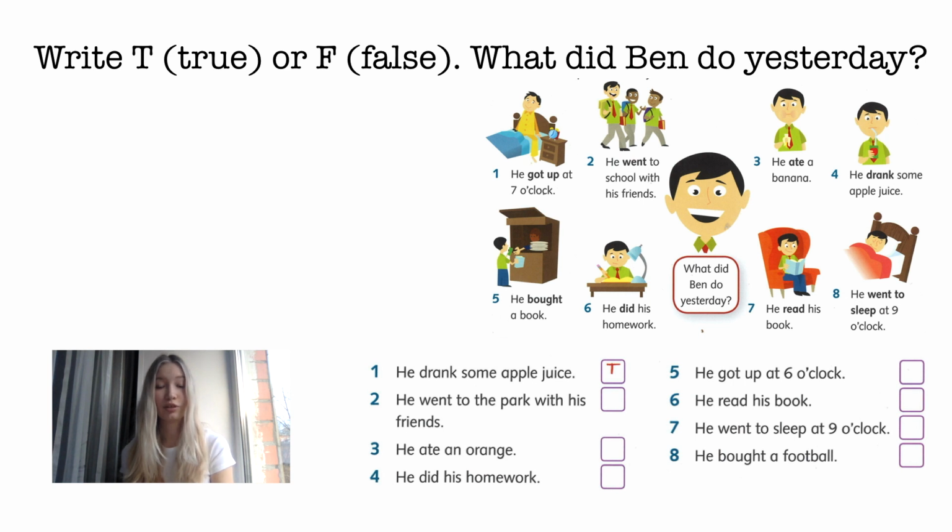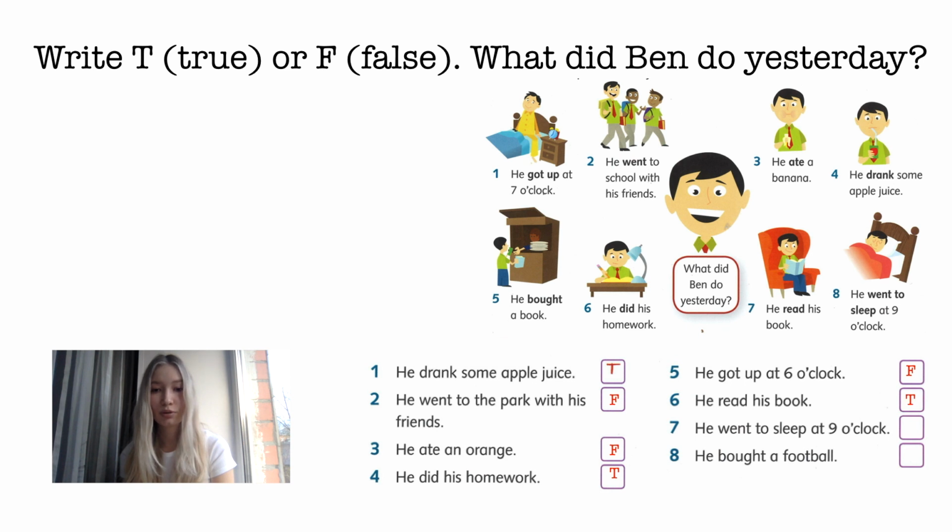Okay, I hope that now you're ready to check your answers. So number 2 is false, yes, because he went to school with his friends. Number 3 is false because he ate a banana, not an orange. Number 4, he did his homework. What a good student. He got up at 6 o'clock. No, he got up at 7.